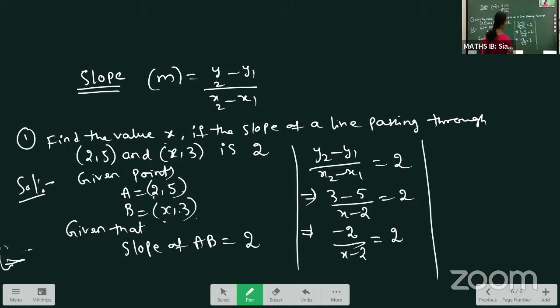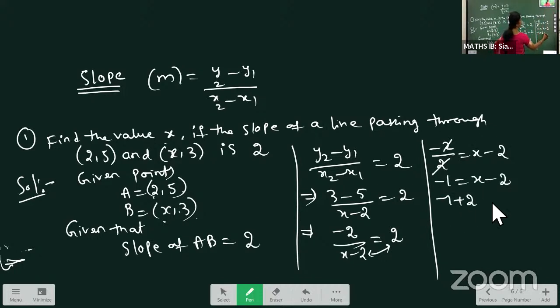Calculation you can do your own way. Minus 2, I am interchanging these two: minus 2 by 2 is equal to x minus 2. 2 getting cancelled, minus 1 is equal to x minus 2. Bring minus 1 to this side: minus 1 plus 2 is equal to x. Therefore, x is equal to 1. By using the simple slope formula, you can easily get the x value and full marks of 2 marks. So in straight line, getting 7 marks is easy and getting 2 marks is also very easy by learning a basic formula.